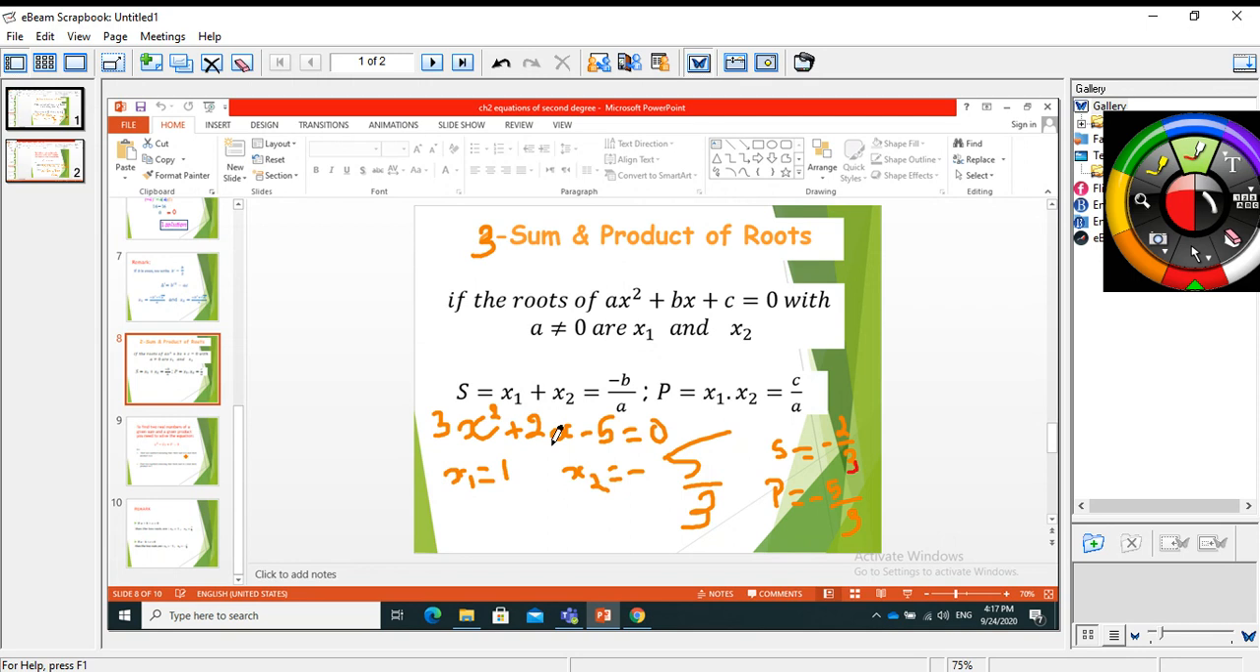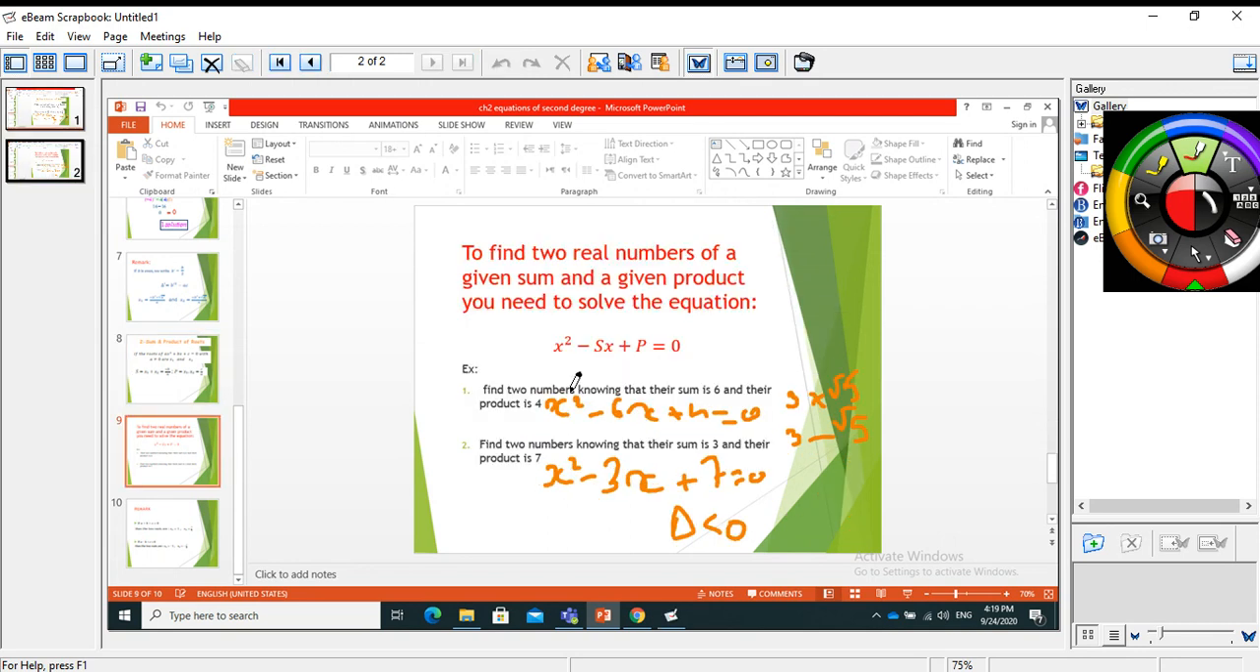Why do we need it? Where do we use it? You're going to see it in the next part. Now here, this is an example. Where do we use it? I will tell you, for example, find a quadratic equation knowing that the sum of the roots is 6 and the product is 4. You need to use this formula all the time.